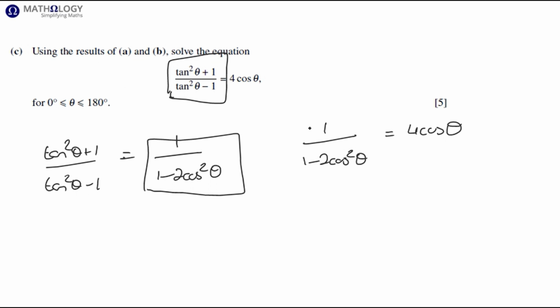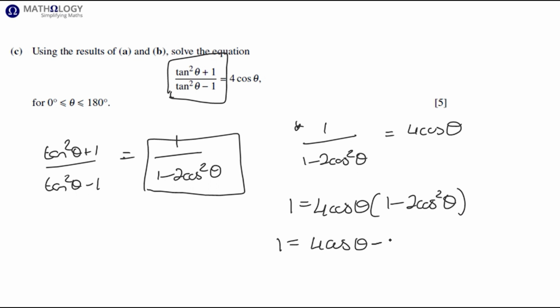So now to solve this trigonometric equation, we're going to multiply through by the denominator. So 1 equals 4 cos theta times (1 minus 2 cos squared theta). Multiplying in, 1 equals 4 cos theta minus 8 cos cubed theta, which if we write with all terms on one side and the other side equal to 0, we're going to get 8 cos cubed theta minus 4 cos theta plus 1.